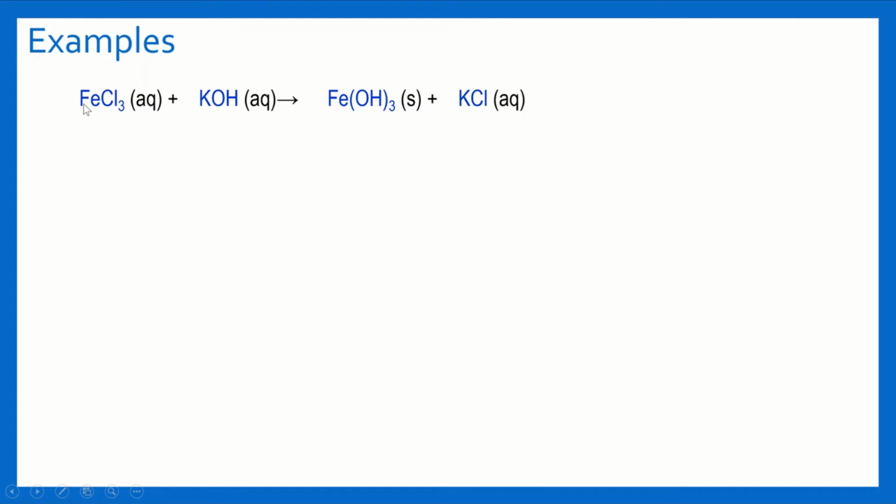The positively charged iron is going to match up with the other negatively charged ion. So currently it's with the negative chloride. Now it's going to match up with the negatively charged hydroxide ion. So that'll be iron hydroxide. And then potassium, the K, is going to switch and form with chlorine. We have to make sure we balance it. And so there is our full equation.